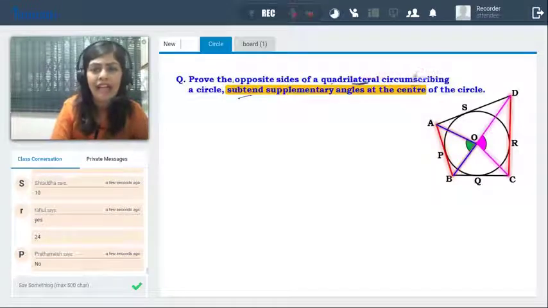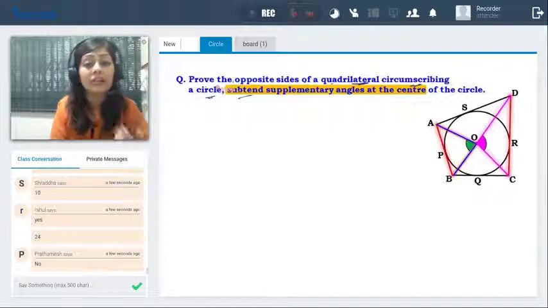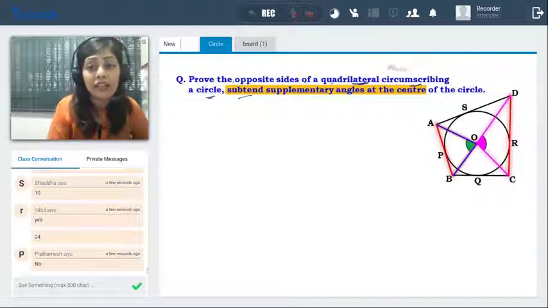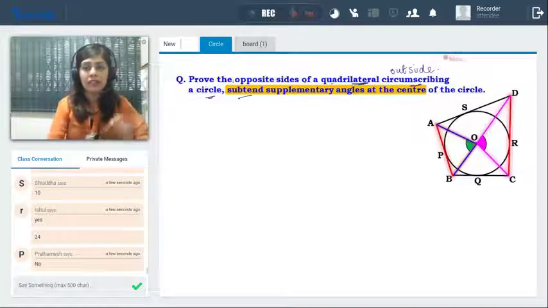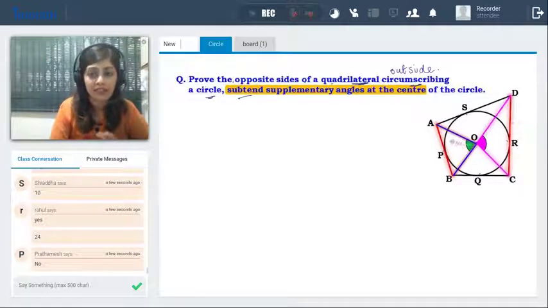There is a quadrilateral and it is circumscribing a circle. Circumscribe means outside. That means the quadrilateral is outside a circle. So if you want a quadrilateral outside a circle, the circle should touch all the sides of the quadrilateral. So we have drawn that. Now let's see what they want.